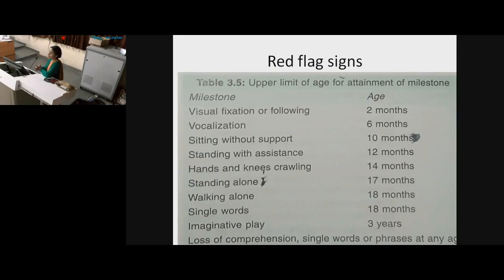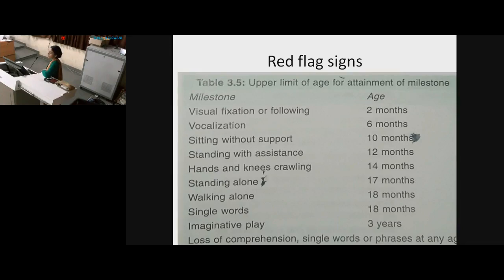Usually we expect a child to have some fixation even at birth. If there is no fixation at 2 months, something is wrong with the vision. We expect a child to start having some monosyllables by 4 months. If at 6 months, no vocalization, something is wrong. Then we expect a child to sit without support at around 8 months. Even if it hasn't come by 10 months, then we start investigating. We give a little bit of margin and then we start investigating. Then standing with assistance is around 10 months. So if it doesn't come by 12 months, again that's a red flag sign.